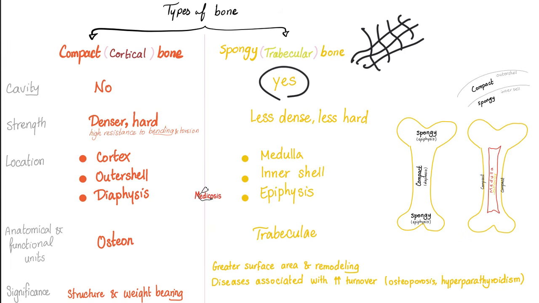Why do I need compact bone? For structure, for rigidity, for weight bearing. Why do I need trabecular or spongy bone? It has a greater surface area. It allows bone remodeling and reshaping. And of course, you need greater surface area to allow articulation with another bone. And that's why you find it at the ends of the bone. That's the story of trabecular bone.